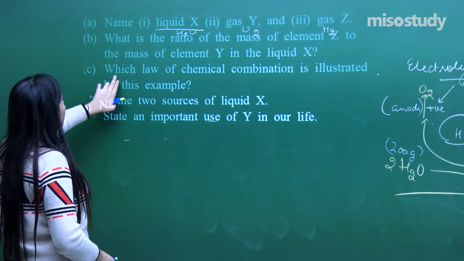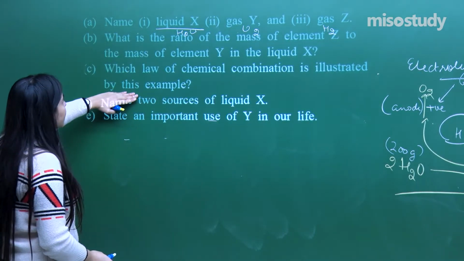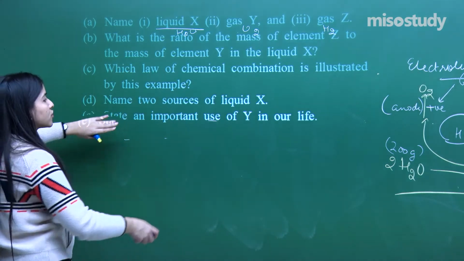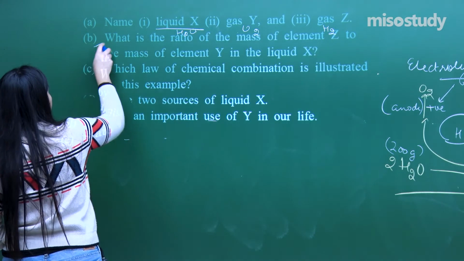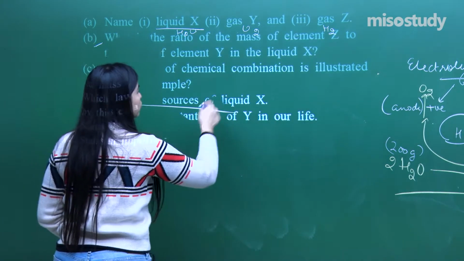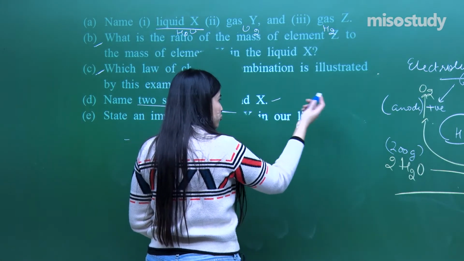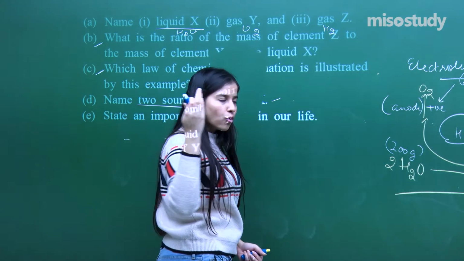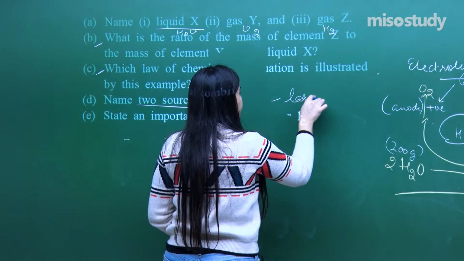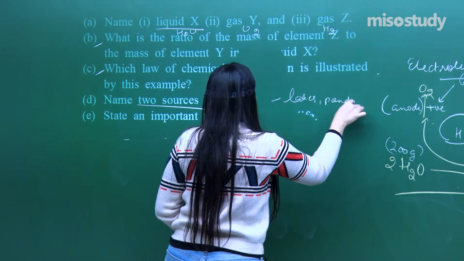Which law of chemical combination is illustrated by this example? Name two sources of liquid. So we'll be moving on to these questions in a while. Two sources, let us just go on with that. Liquid X, two sources: lakes, ponds, oceans, anywhere. Lakes, ponds I can write.